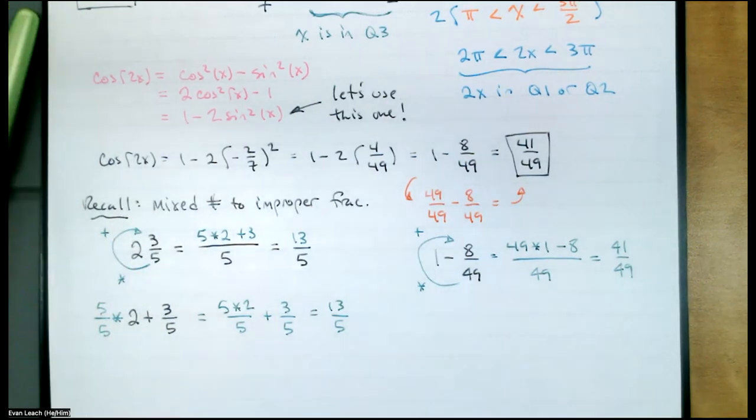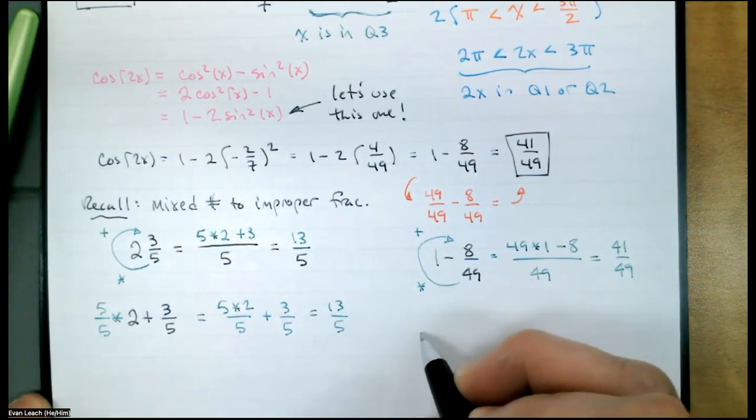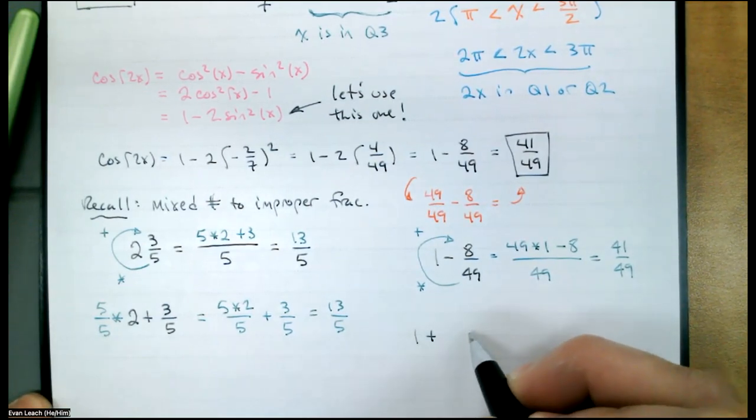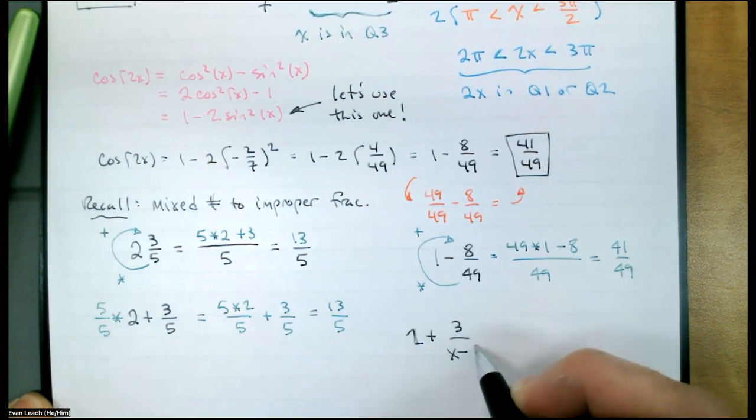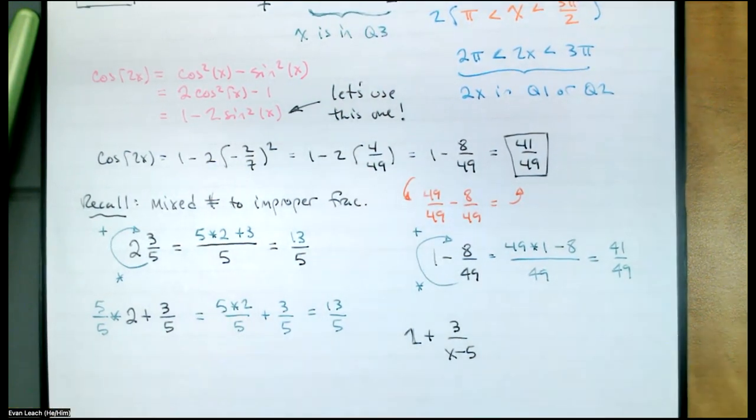This works with polynomials as well, by the way. So if we have, let's go with 2 plus 3 over x minus 5. We wouldn't just write 2 and 3 over x minus 5. We write 2 plus 3 over x minus 5. It's only when we're taking a whole number and putting another fraction on it, a proper fraction, that we don't write the plus in between.